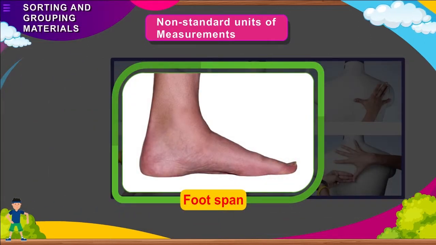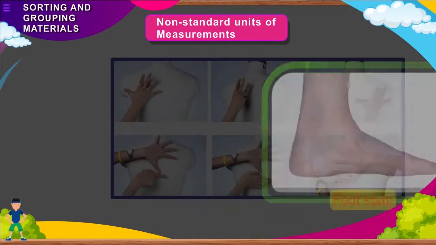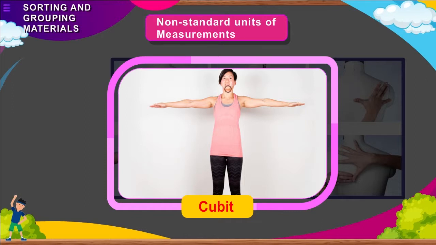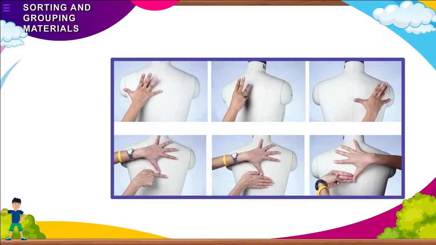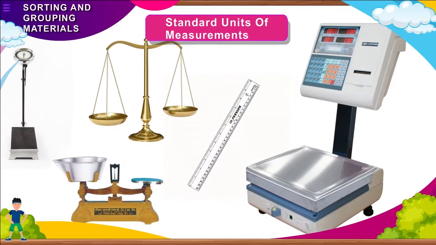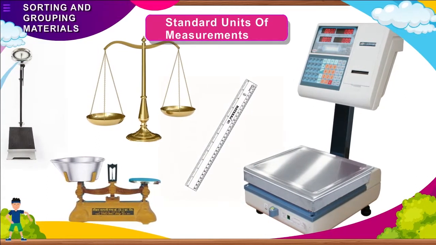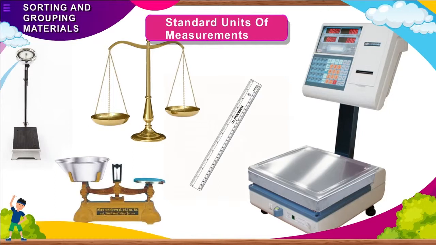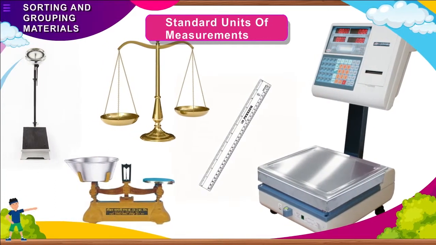Footspan. A footspan is the distance between the heel of the foot and the tip of the toe. Yard. A yard is the distance between the chin and the end of the outstretched arm. Fathom. A fathom is the length between both the arms stretched out. Standard units of measurement. The measurements using the parts of the body are not equal. They differ from person to person. Hence, there was a need to have a standard unit of measurement so that there could be a fair measurement.